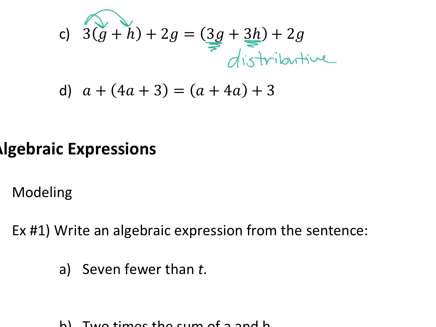Letter D, what'd you get? Associative, right? The parentheses moved to different numbers. The 4A is still there, but now there's an A inside, whereas before it wasn't. So when your parentheses move, that is the associative property of what? Addition. Associative property of addition.